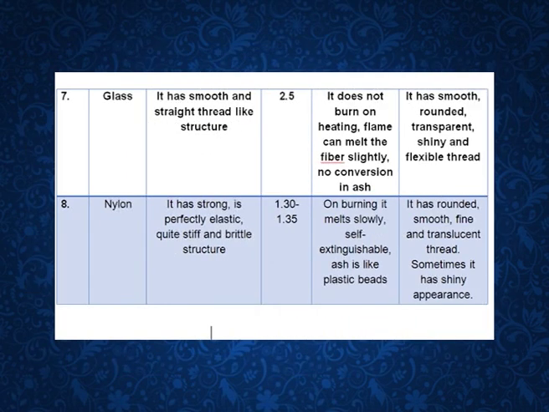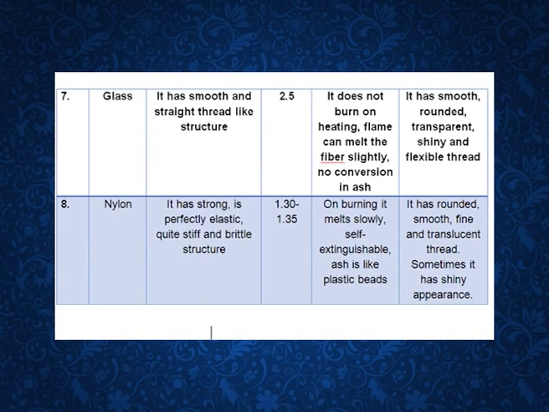Then is the glass. It has smooth and straight thread-like structure. With a specific gravity 2.5, it does not burn on heating. Flame can melt the fiber significantly, no conversion to ash. It has smooth, rounded, transparent, shiny and flexible thread.